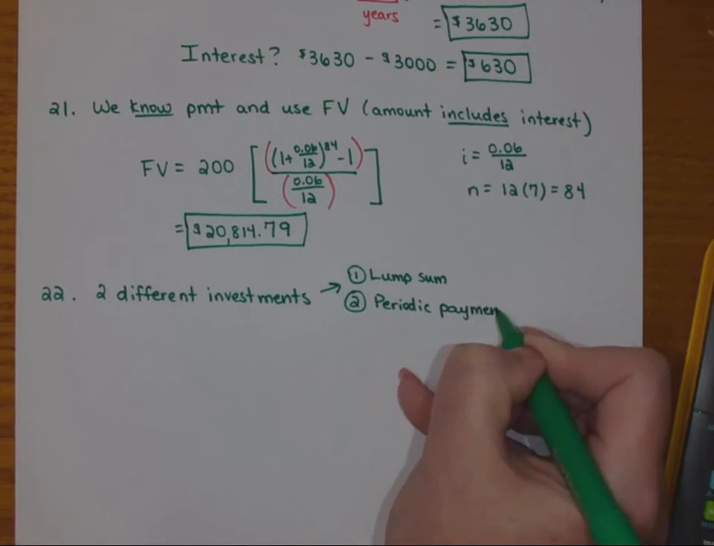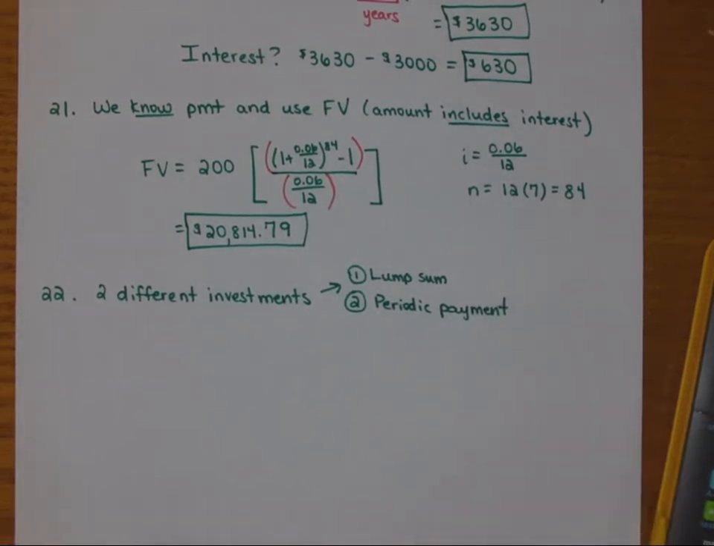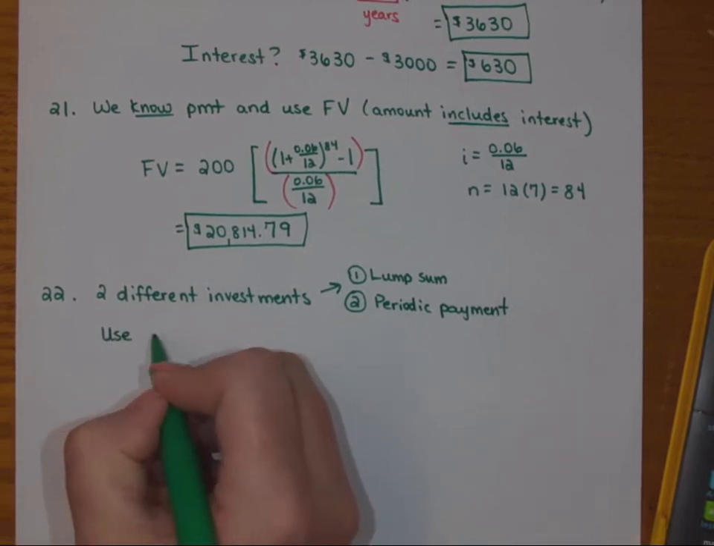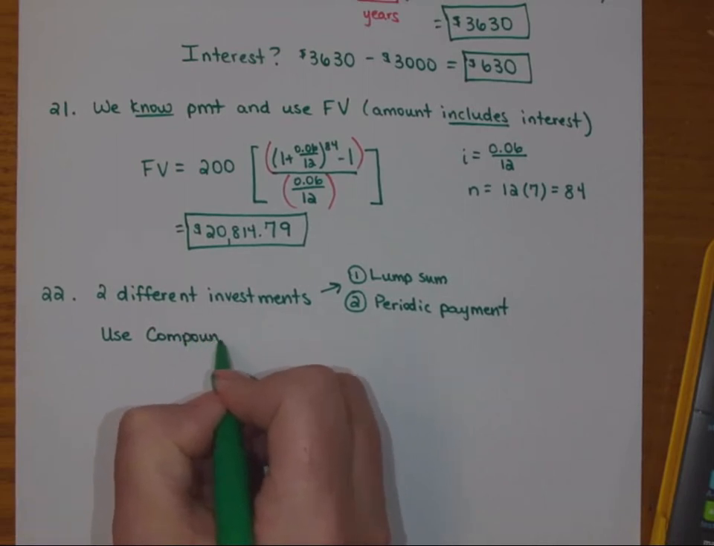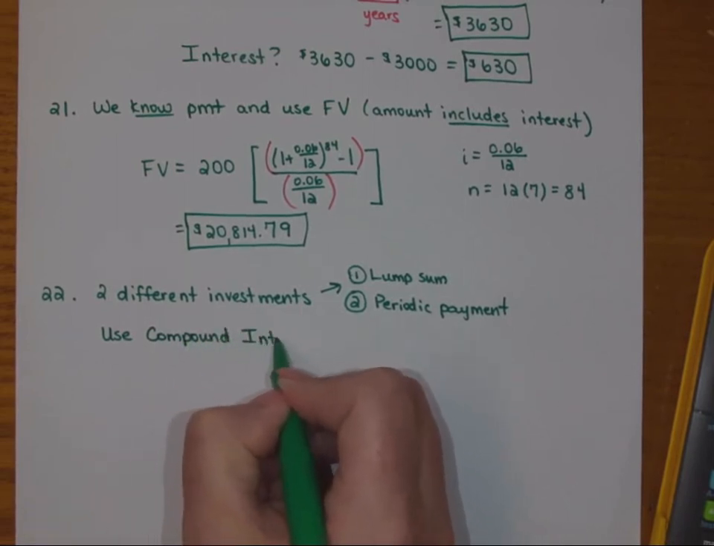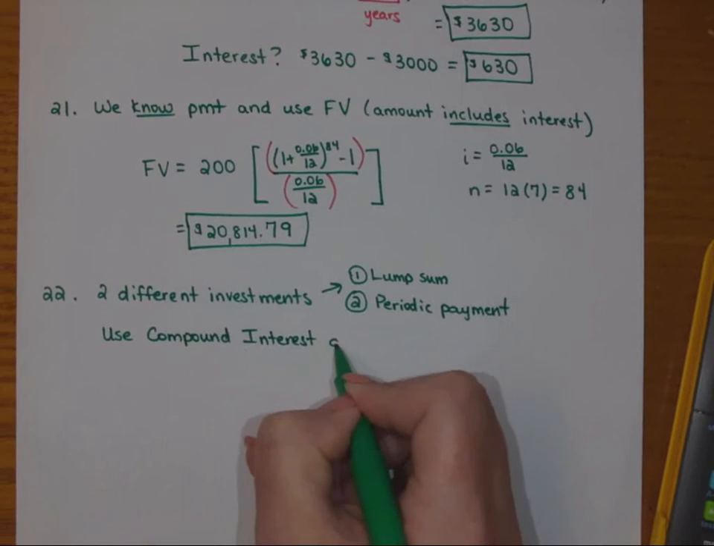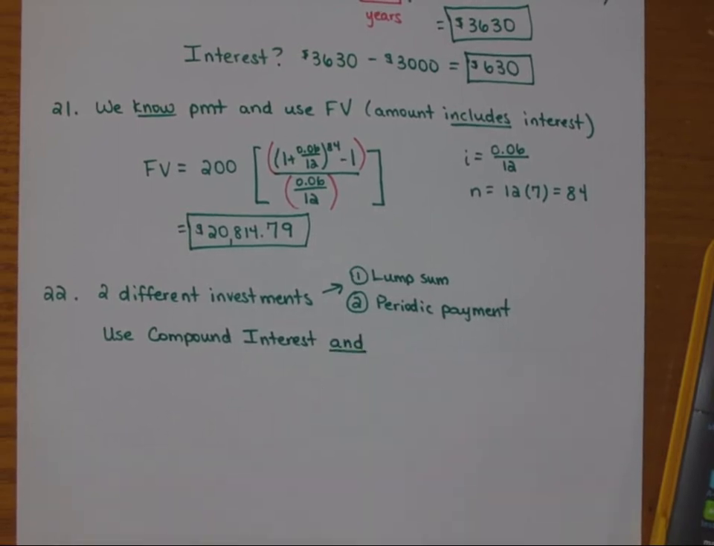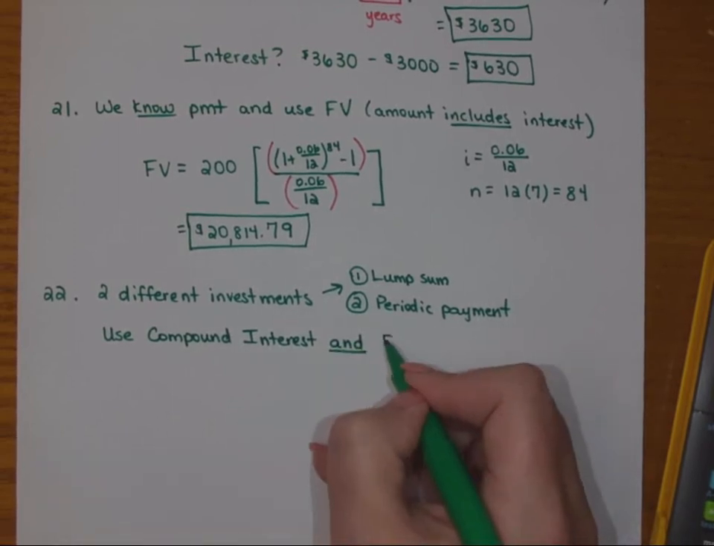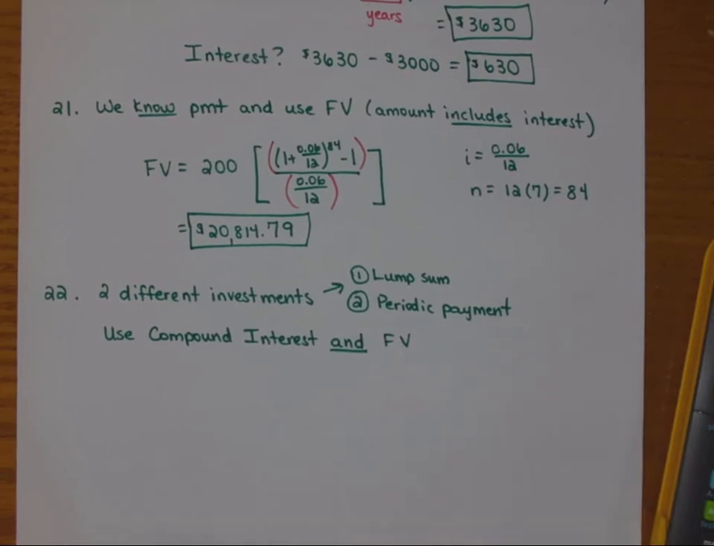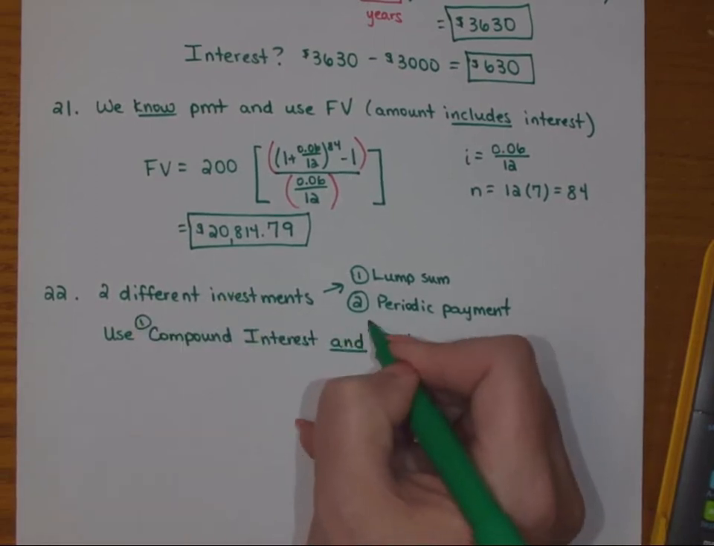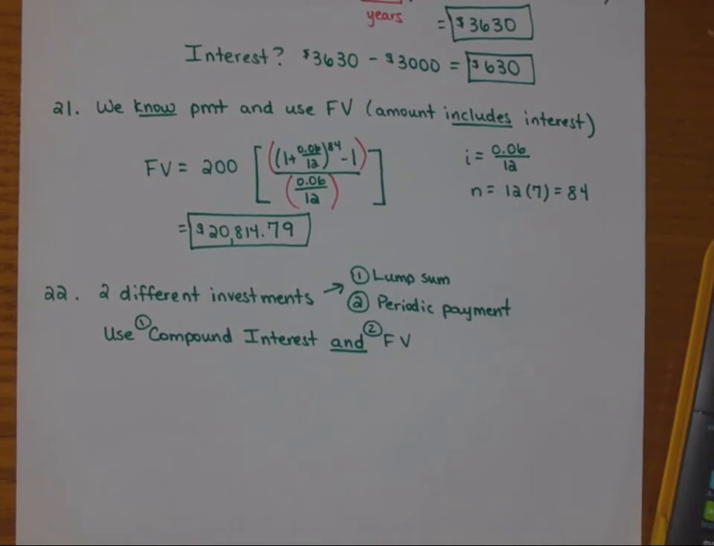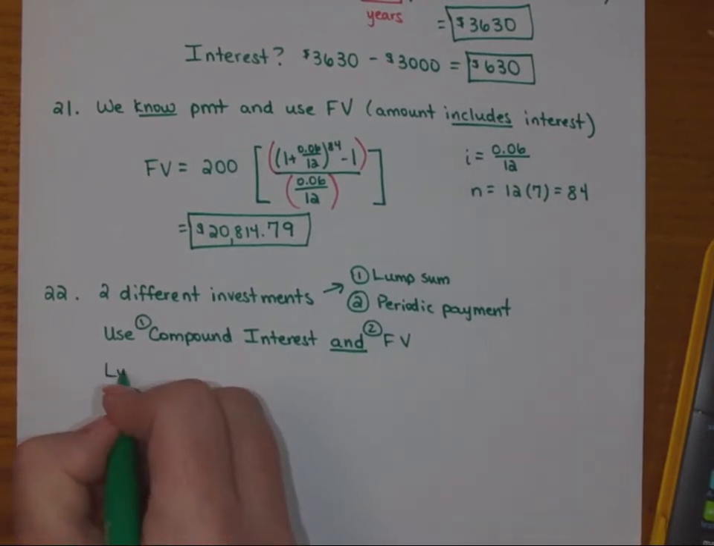Okay, and you cannot figure these together. You have to figure them separately. In other words, we actually need to use 2 formulas. You need to use the compound interest formula for the lump sum, and we're going to use the future value formula. This one will be for the lump sum investment, and this one will be for the periodic payment. So first let's start with the lump sum.